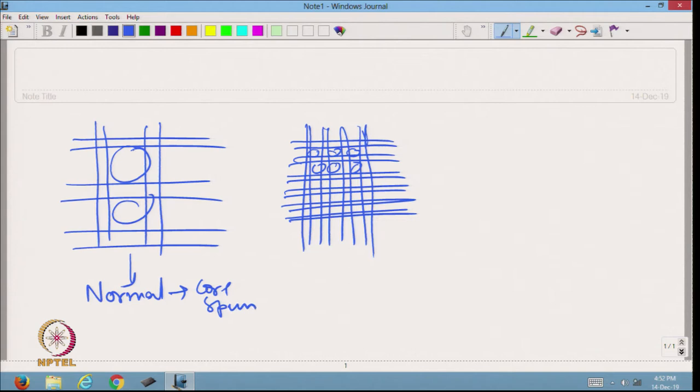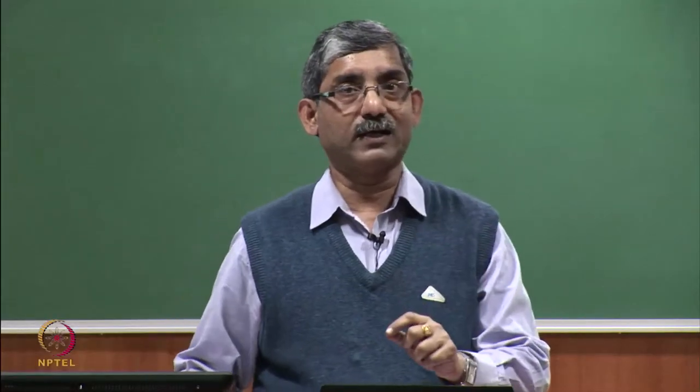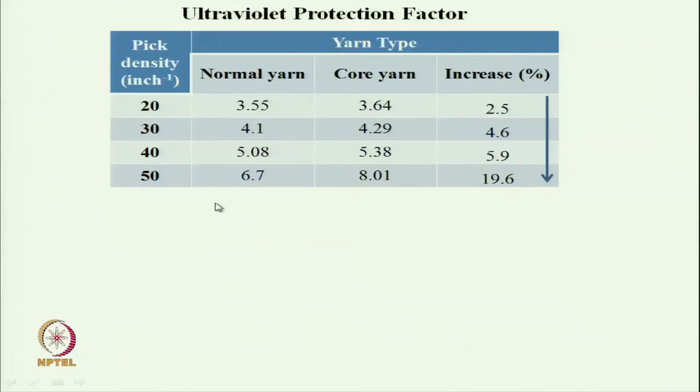For normal to core spun, there will be an increase in cover percent, and due to that the UPF will also increase. But at a lower level of cover, due to flattening, there will be an increase in cover and UPF will increase, but with the open structure, the effect of hairiness will be insignificant. When the fabrics are compact, the presence of hairiness will have a significant impact on the UPF. That is why the UPF increases more during flattening when the cover percent is high. Here the cover percent is high, the impact is 19%. This impact is mainly due to the hairiness present.